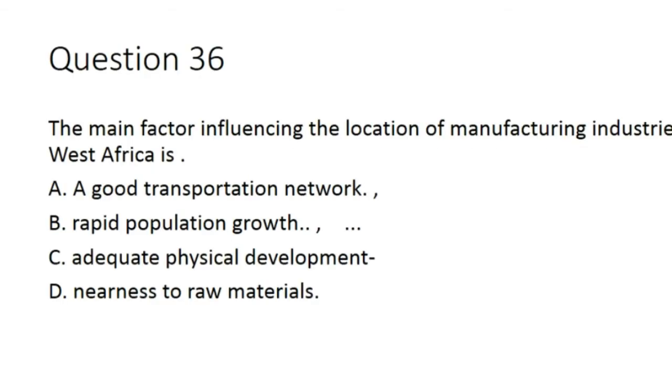36. The main factor influencing the location of manufacturing industry in West Africa is A. Good transportation network, B. Rapid population growth, C. Adequate physical development, D. Nearness of raw materials. The correct option is nearness to raw materials.